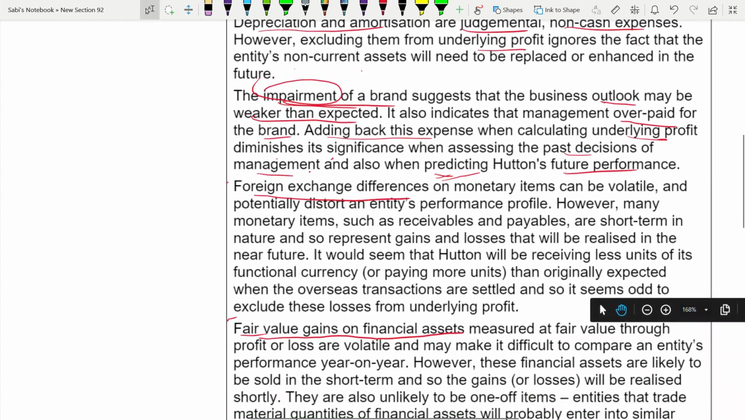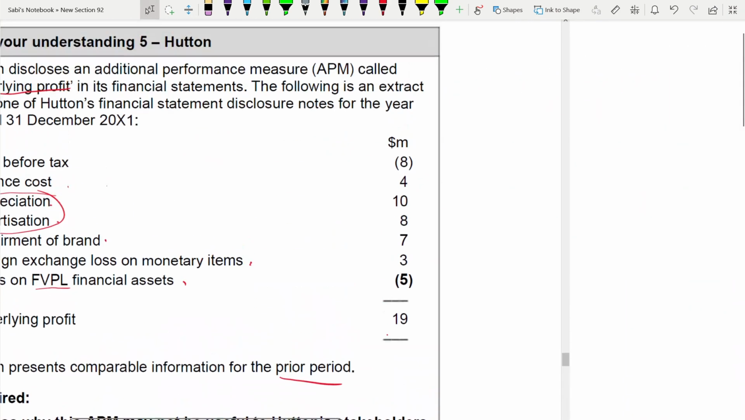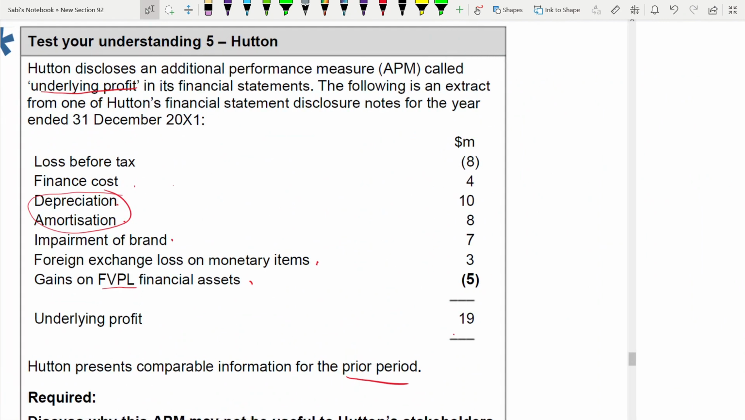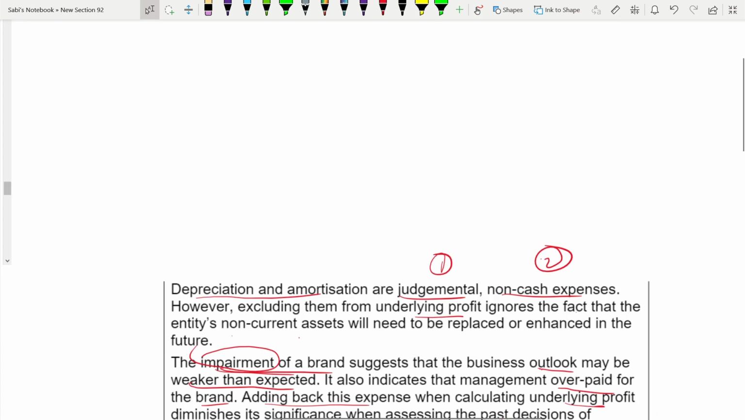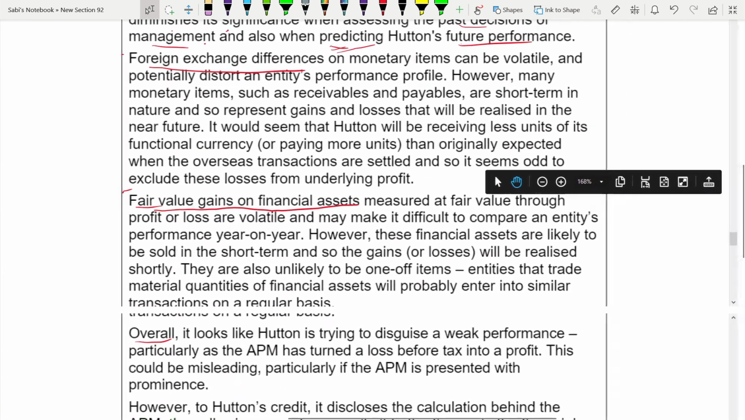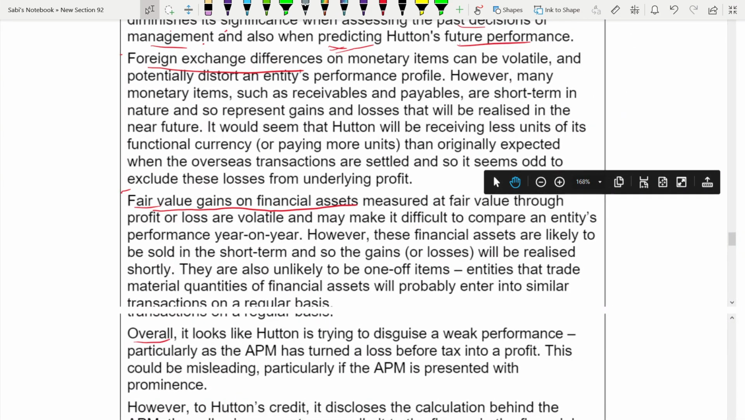Foreign exchange differences. What happened with foreign exchange differences? You see, you are adding it back. Impairment of brand, you have added back. It's an expense. All this and non-cash, you have added it back. This is also foreign exchange loss you have added. Obviously, losses you will add and gains you will deduct. Anyway, this one, you have added it, but it's very volatile. And it's very difficult to compare an entity's performance year on year also for this one. And it is not something very frequent. It's a one-off item.